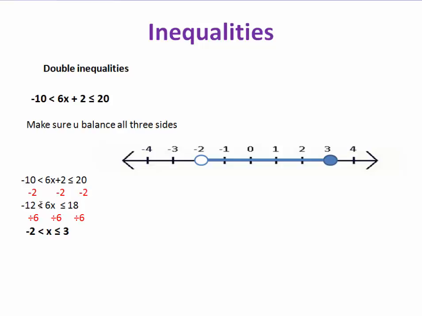Inequality signs, make sure they remain the same. 6x, we want just as x, so we divide by 6 on all three sides. Minus 12 divided by 6 is minus 2. This is x. 18 divided by 6 is 3. 3 is a solid circle. Minus 2 is an empty circle or a hollow circle. And the line joining them is our solutions, including the 3.